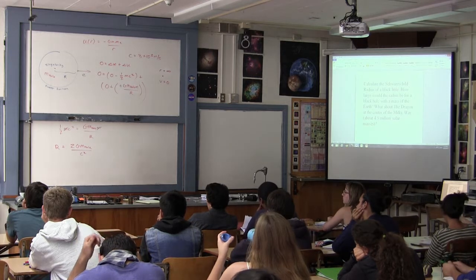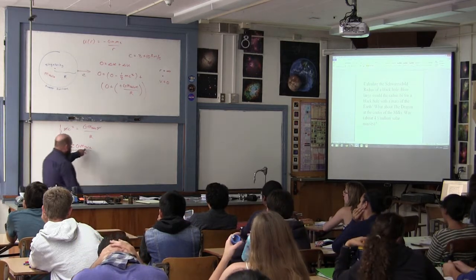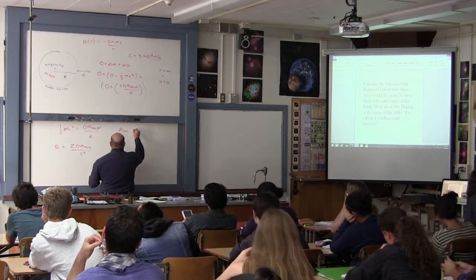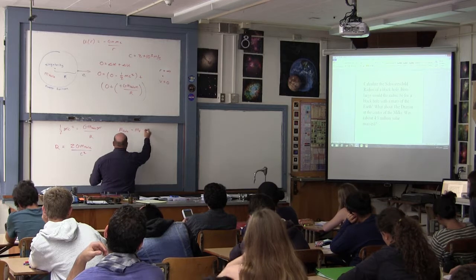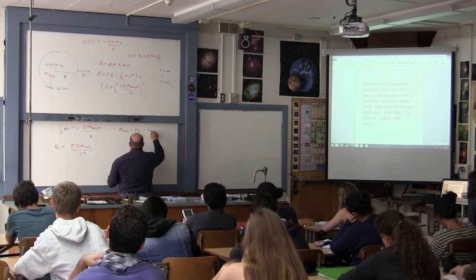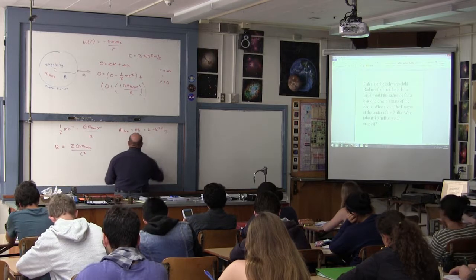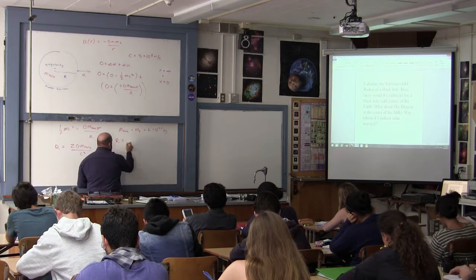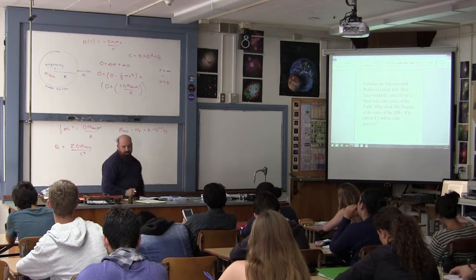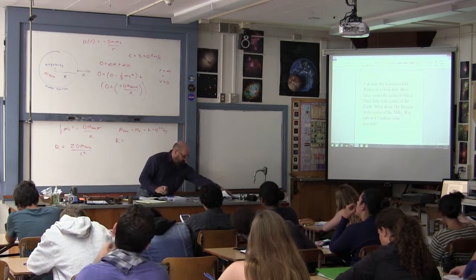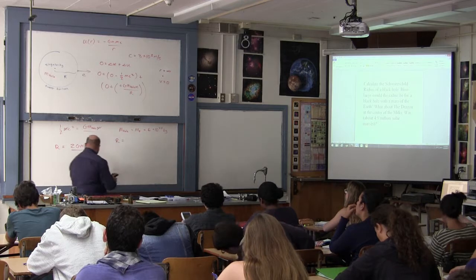Well, in that particular case, what we would do is set the mass of the black hole equal to the mass of the Earth, which is 6 times 10 to the 24 kilograms. Therefore, the Schwarzschild radius, capital R, would be equal to the following distance in terms of meters.